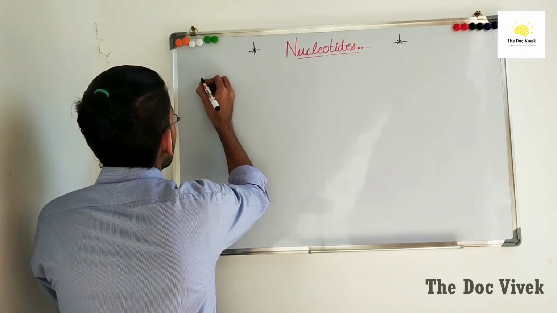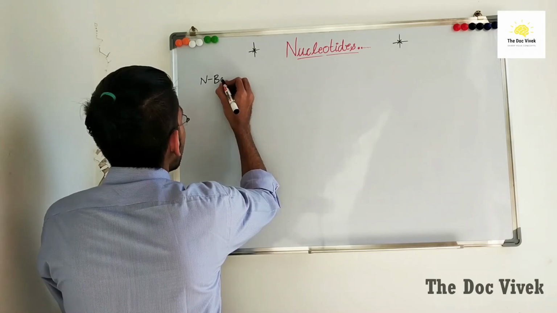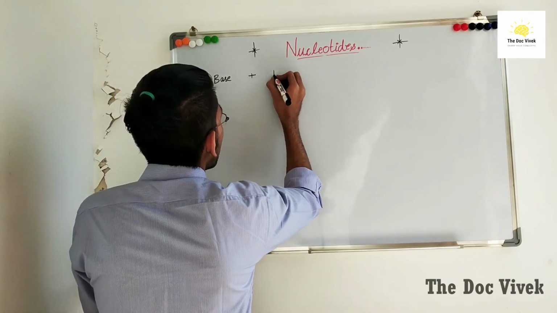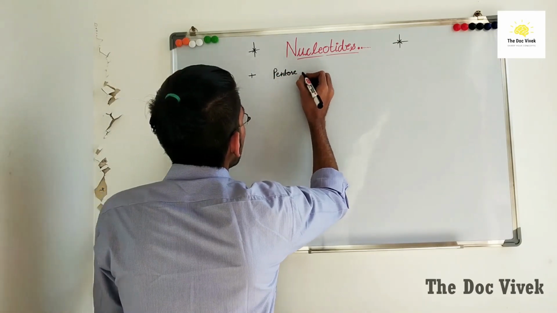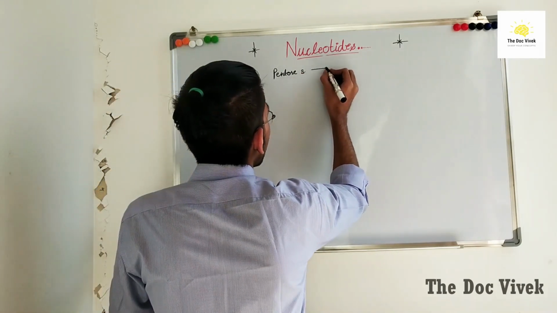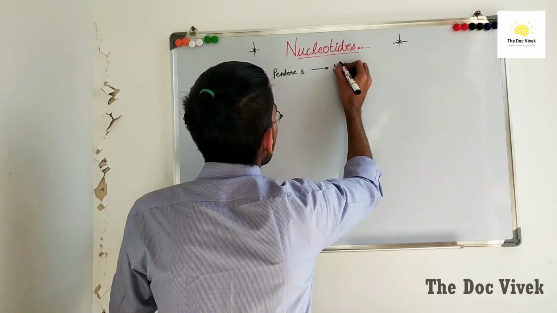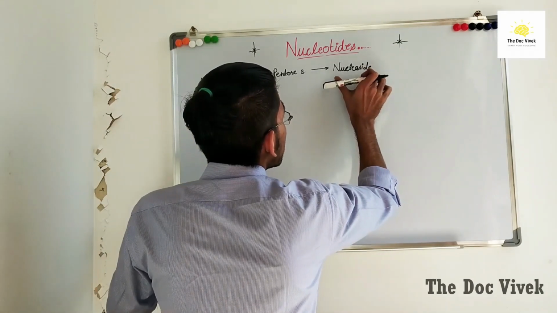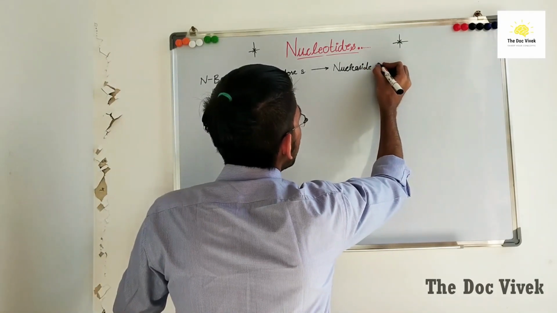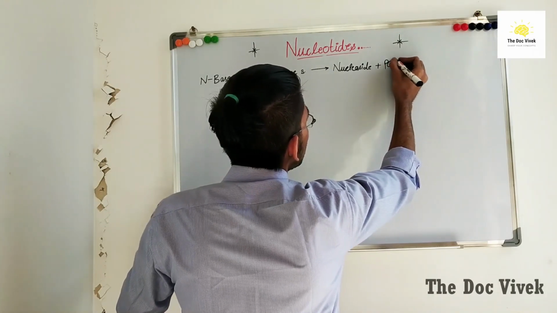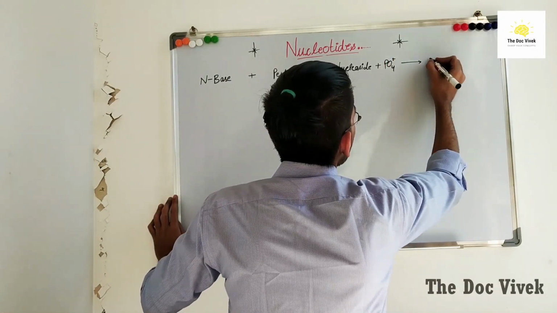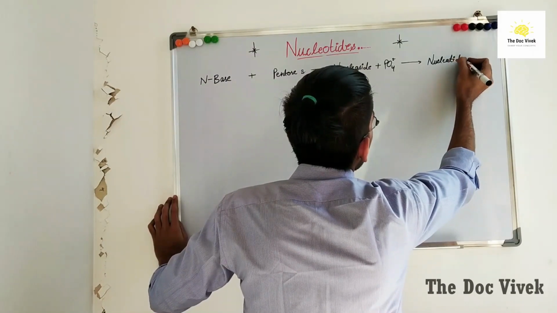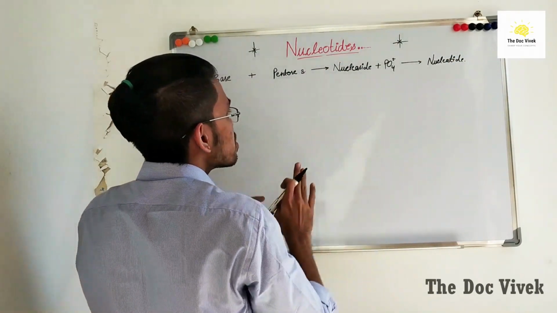So firstly, as we know, we have a nitrogenous base, and if we add a pentose sugar on the nitrogenous base, then it results in the formation of a nucleoside. If the nucleoside is added with a phosphate group, then it results in the formation of finally a nucleotide. So this whole process we know very well.